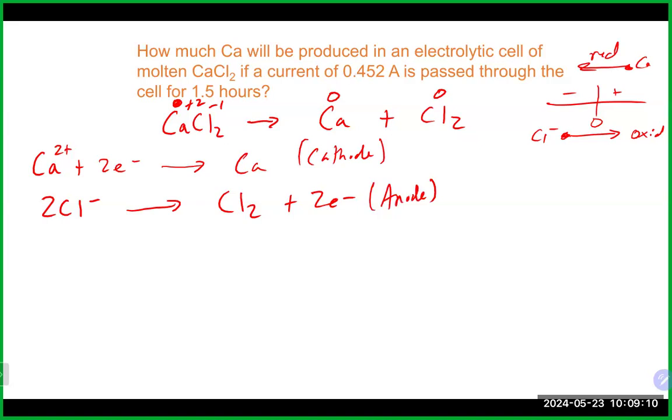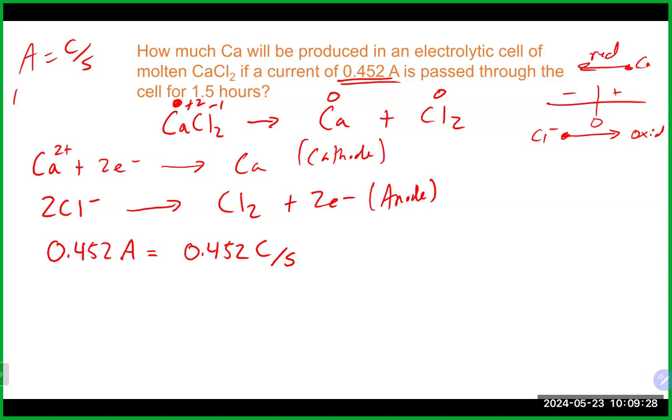Now we know that we're going to run this cell at 0.452 amperes, and that is the same as 0.452 coulombs per second, as an amp is a coulomb per second. We're also going to run it for 1.5 hours. I want to convert my time into seconds so everything cancels correctly. In an hour there are 3,600 seconds, and 1.5 times 3,600 is 5,400 seconds.